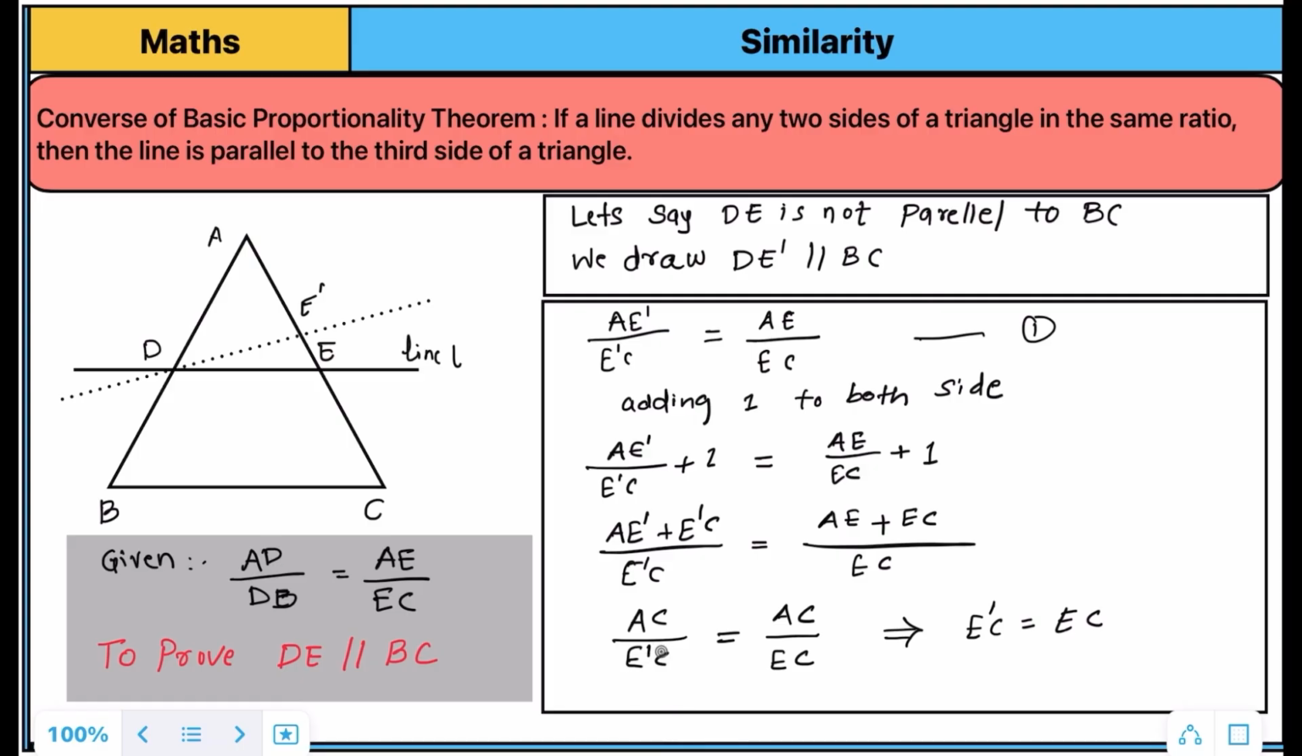In the given ratio, if the numerators are the same, that means the denominators are also the same. Hence, we can conclude E dash C is equal to EC, which means E dash and E are the same point. And what have we assumed? We have assumed DE dash is parallel to BC, but E dash and E are the same point. Hence, we can say DE is parallel to BC.